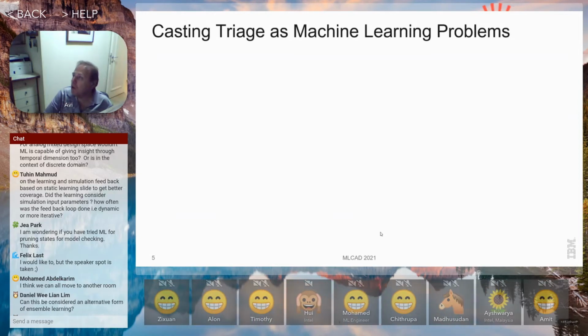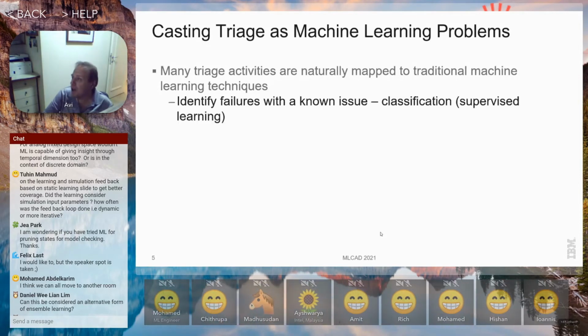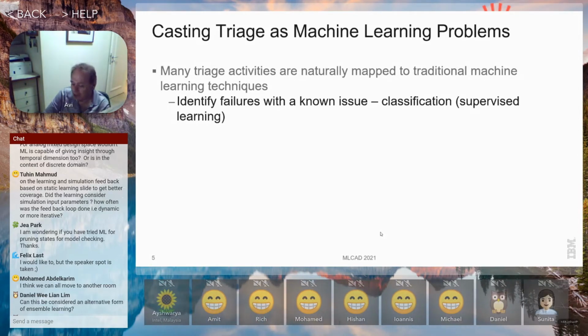So what does triage have to do with machine learning? Even from the words I used to describe the task earlier, we can see that many of the activities naturally map to traditional machine learning techniques. For example, identifying failures with a known issue is a simple classification problem. We have a classifier and labels for all the known issues, we put in a new failure, and we classify it to the right issue. So this is a simple case of supervised learning.